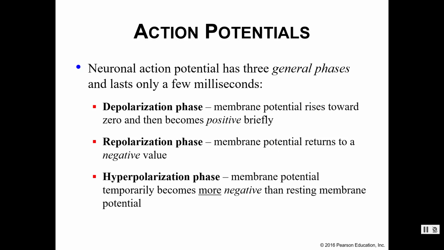Now, action potentials for neurons. Okay, we have 3 basic steps that go very quickly. We have depolarization, which we're kind of familiar with. We have repolarization that we're kind of familiar with. And then we have hyperpolarization. Okay, that's going to be new for us.